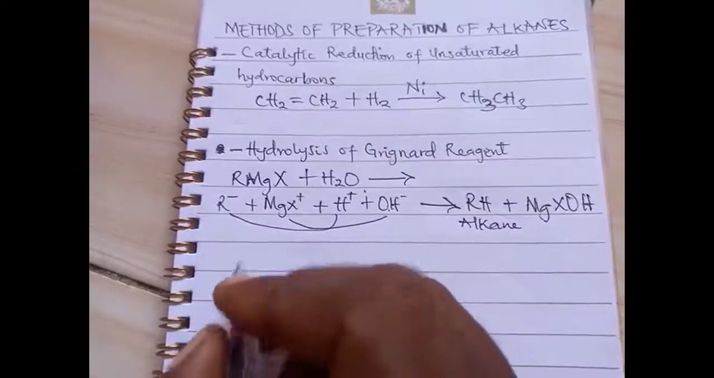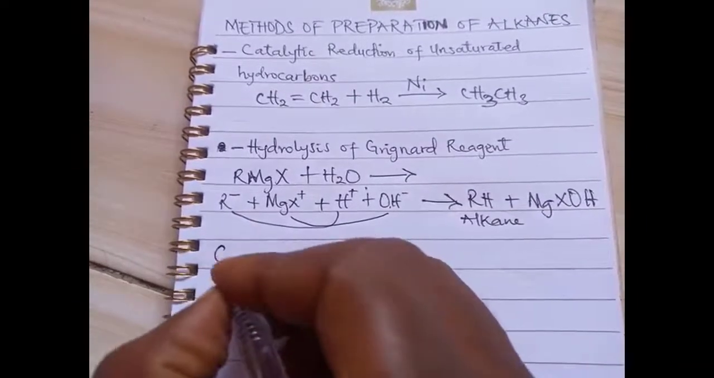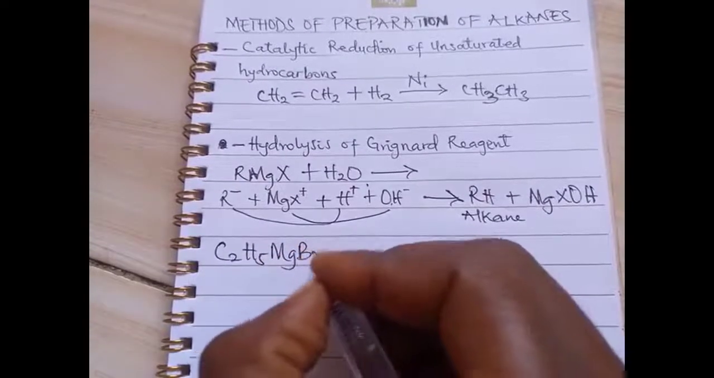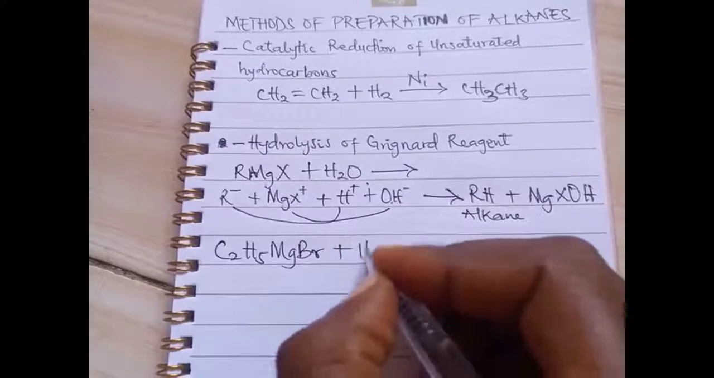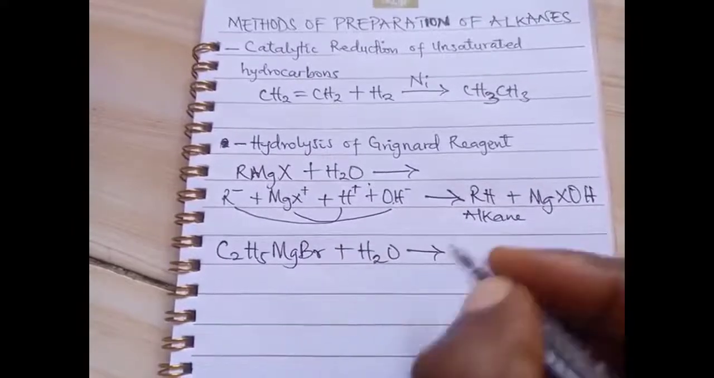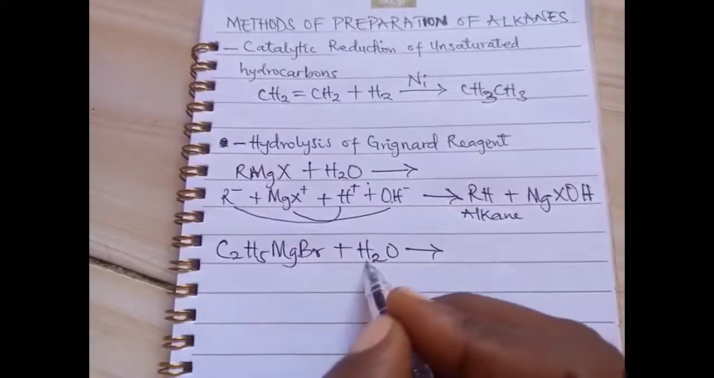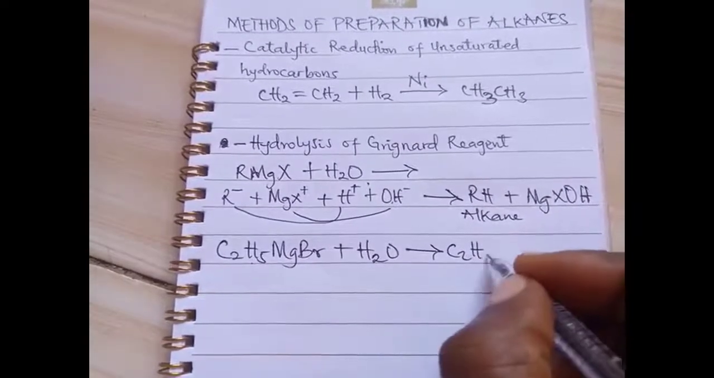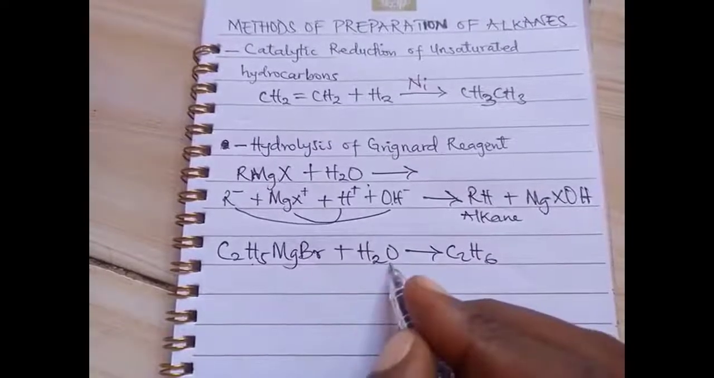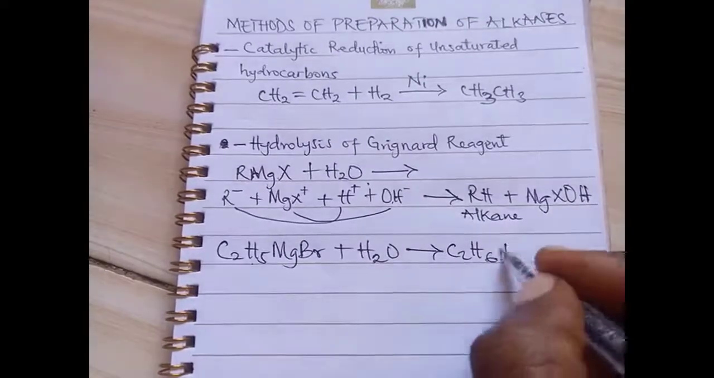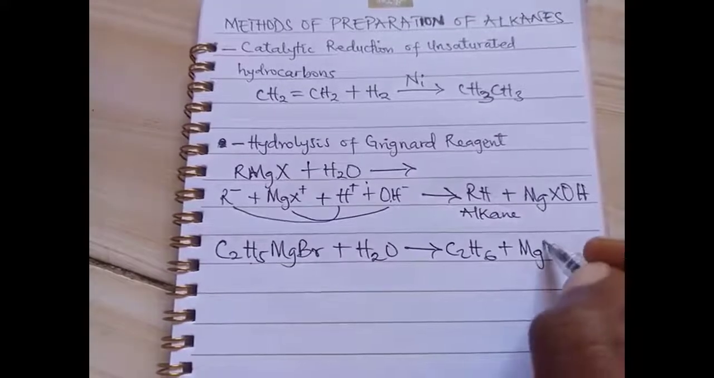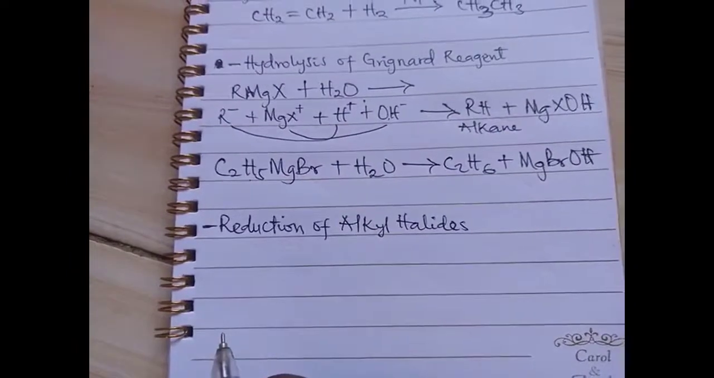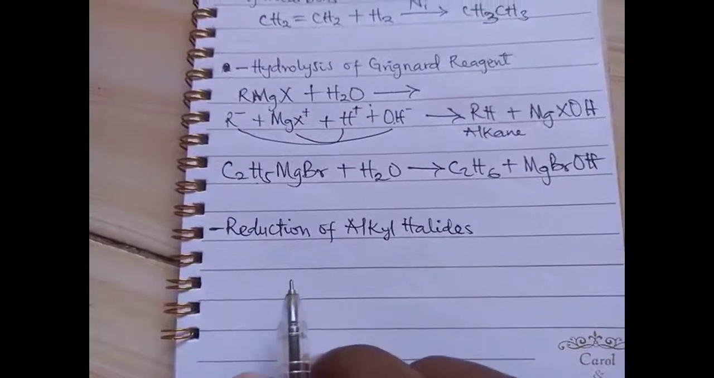Then this other side will merge with this side. An actual reaction on this is, for example, if we have C2H5, let's use bromine, for example. If you add water to it, it will split. One hydrogen, that's hydrogen ion, will go here to give us C2H6. Meanwhile, this will add with the OH that is left off there, which will give us MgBrOH.